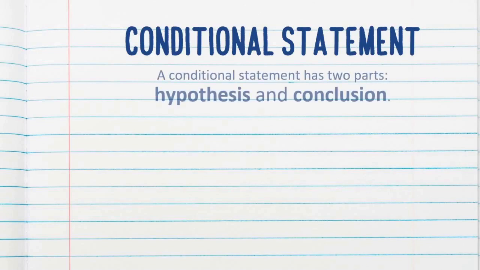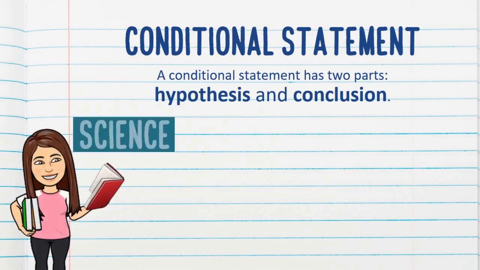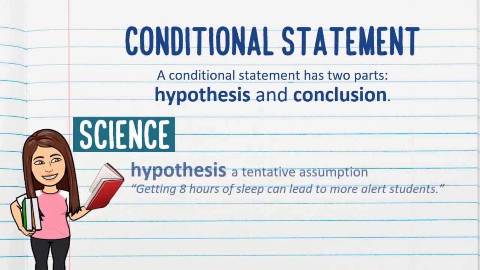Again, conditional statement. A conditional statement has two parts, the hypothesis and the conclusion. So let us take out our science notebooks. I believe we could find the definition of the hypothesis and conclusion in our science notes. Hypothesis is a tentative assumption. If I remember correctly, hypothesis is defined as an intelligent guess. Right, after we have our problem, the next is the hypothesis. We think about what could be the possible outcome or possible result of our experiment.